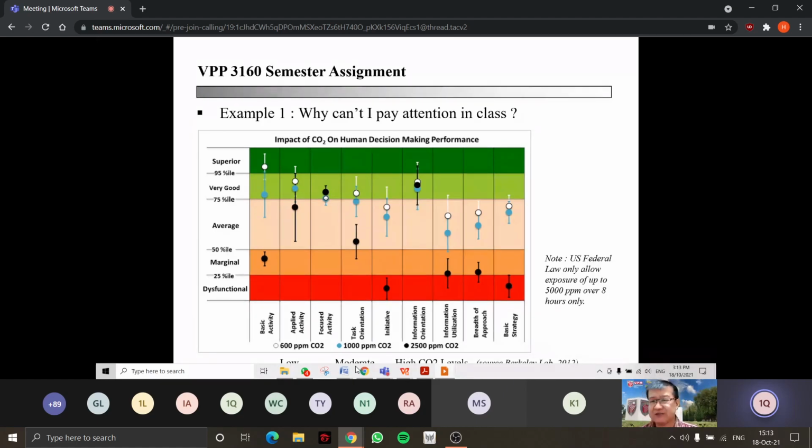This is also one of the main reasons why if you stay in the car for so long, in a long journey, or maybe you go to a mall or maybe a crowded place for so long, once the CO2 is being used up, you get very, very sleepy and you cannot pay attention at all.